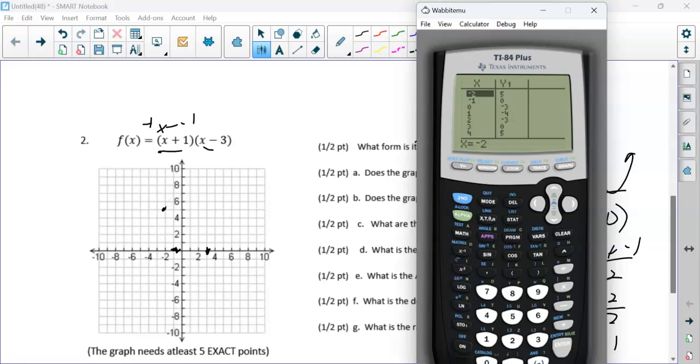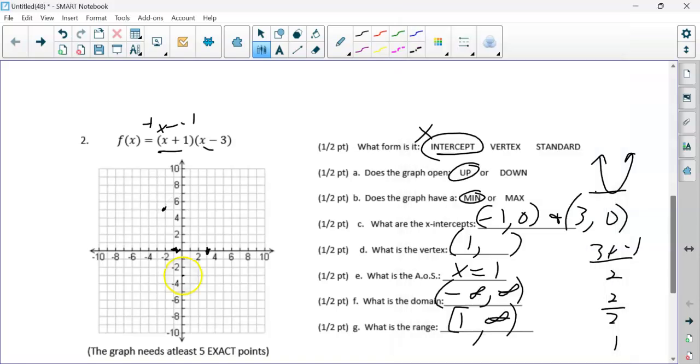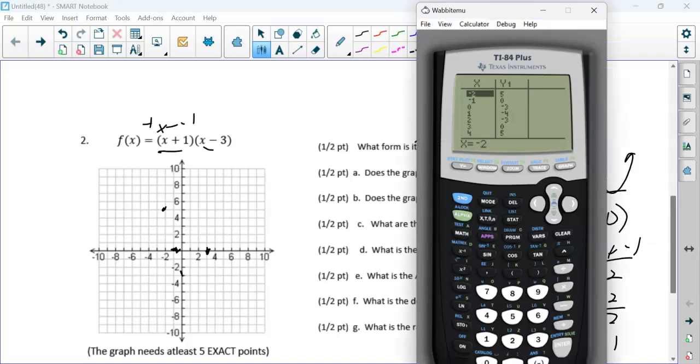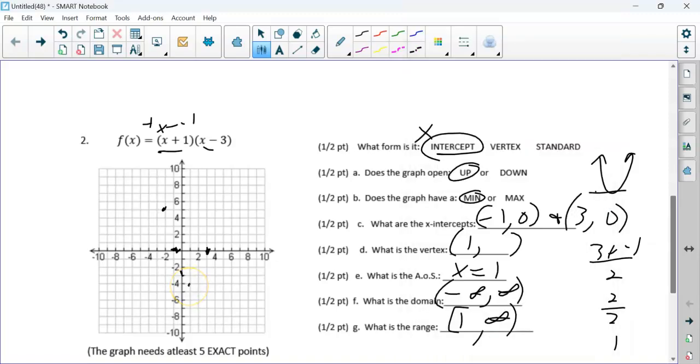Negative 1, 0, which we already had. 0, negative 3. 1, negative 4, which we know is going to be our vertex. Oh, what am I doing here? Just not thinking. 1 is in the range. It's that negative 4 that we just found out. Hopefully some of you caught that also.